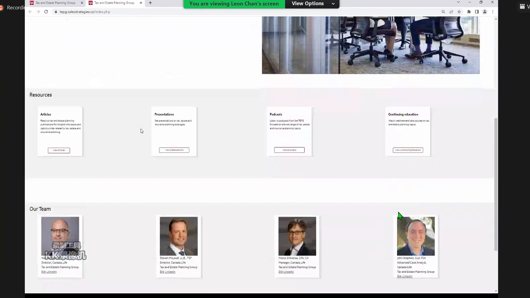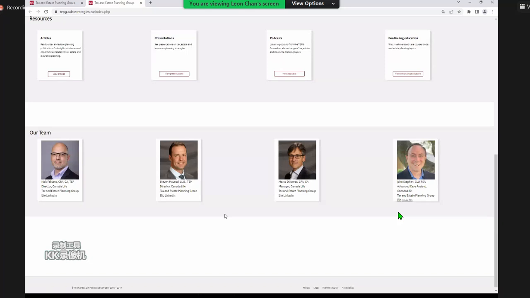If you scroll down, this is our team at the Tax and Estate Planning Group at headquarters in London, Ontario. Three of these guys here, Nick, Stephen, and Marco, used to be wealth and tax planning consultants, and they were promoted to become directors and managers of that tax and estate planning group. They're there for us, the regional wholesalers, when we face extremely complex cases and want to reach out to them for additional comments.